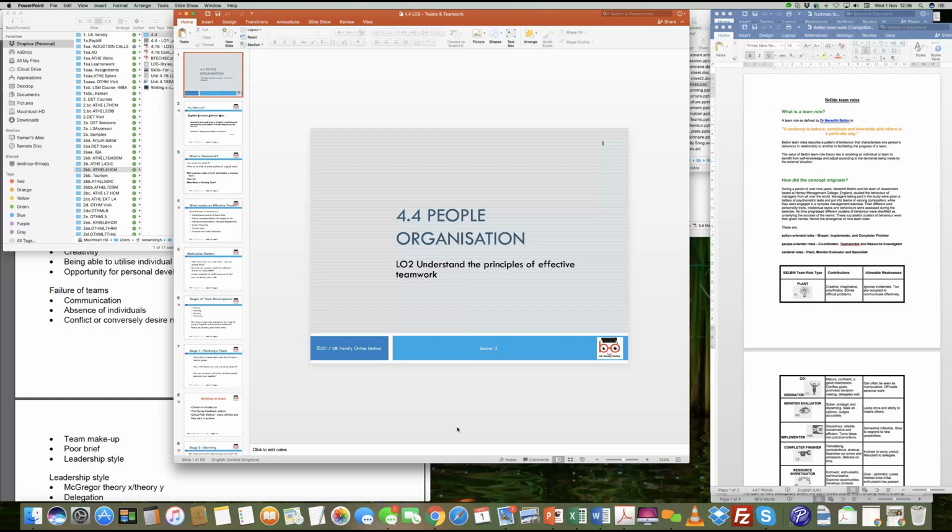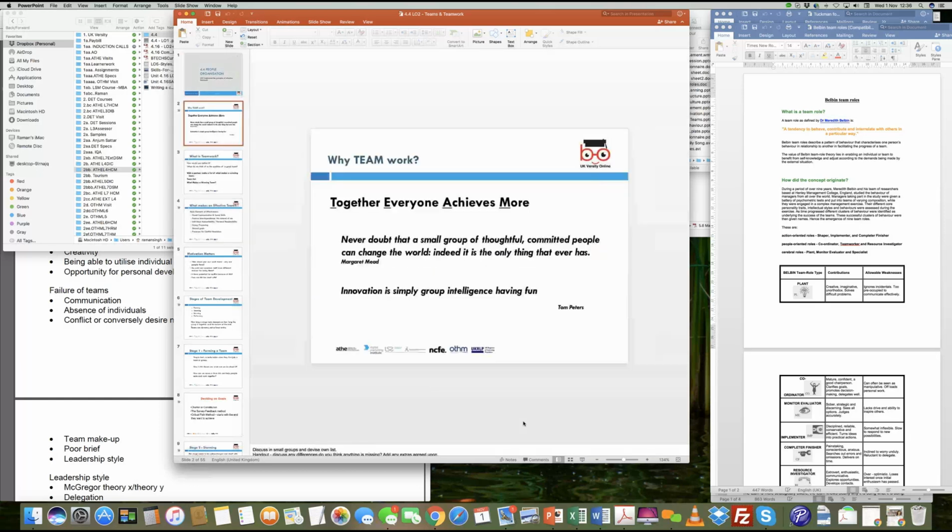So getting on with learning outcome 2. Now, there are various definitions of team that we look at.